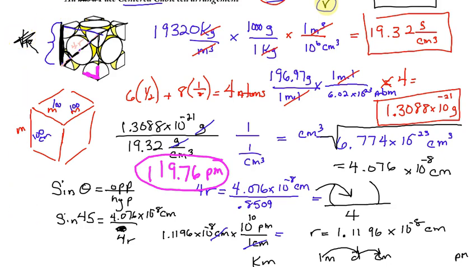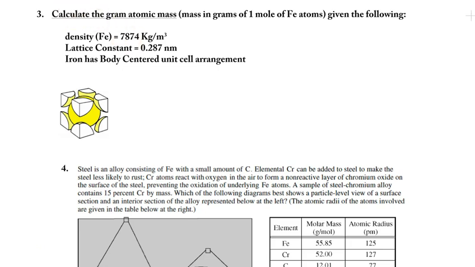Oh, I really like this problem. So what do they want? They want the gram atomic mass. They want the mass per 1 mole. We already have that. We know where to look for that. Well, let's see if we can come up with it based on what we know. So what are they giving me? They're giving me the density, the lattice constant, and we're looking for the gram atomic mass.